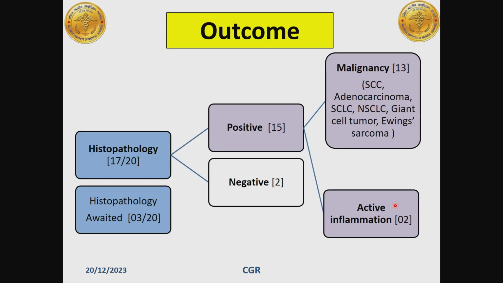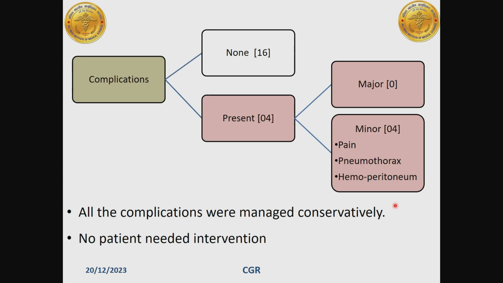Out of 20 patients which we have biopsied, 17 histopathology reports are available, of which 15 are positive for the disease. In those 15, the majority of patients had malignancy and 2 had active inflammation. Out of these 17, 2 patients had a negative report on histopathology, that is, normal tissue was biopsied. So the error is 2 out of 17.